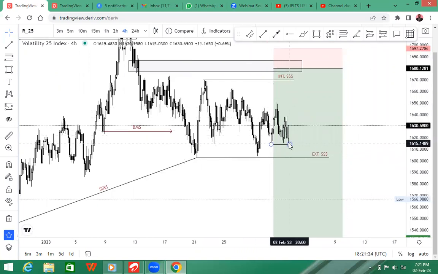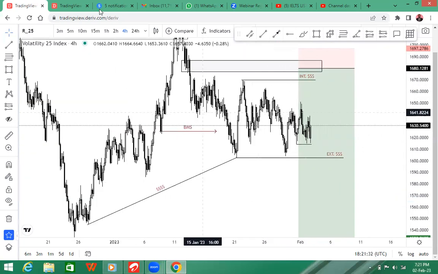You can see double bottom. This is double bottom as well, to tell you that price is going to come down. So this is what I'm currently looking at for 25. Let's check another asset. Let's look at Boom 1000, please.